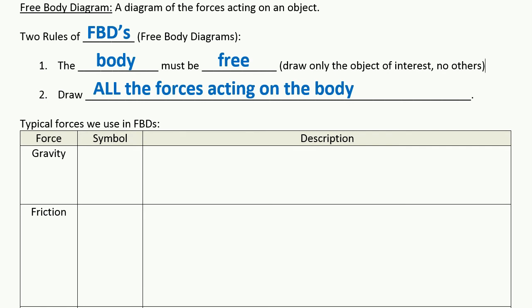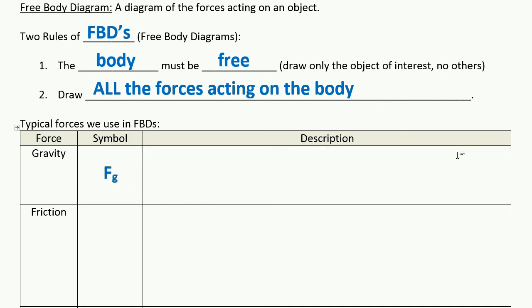So the first force that we're going to run into all the time when we draw free body diagrams is gravity. And instead of having you write out the word gravity on your diagram all the time, we're going to use a symbol for it. And the symbol we're going to use for gravity is Fg, which stands for the force of gravity.